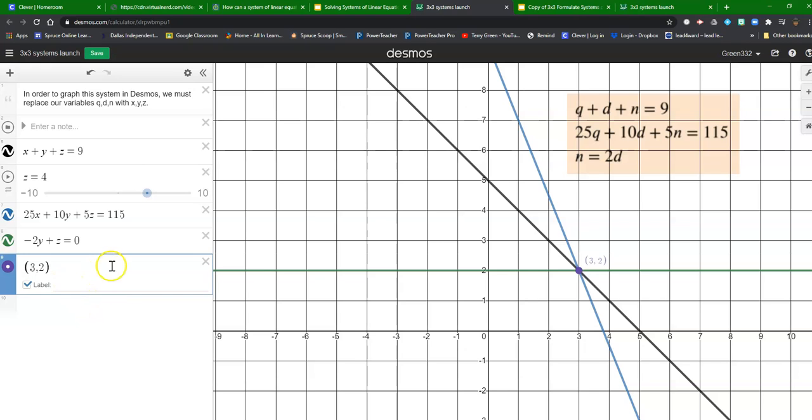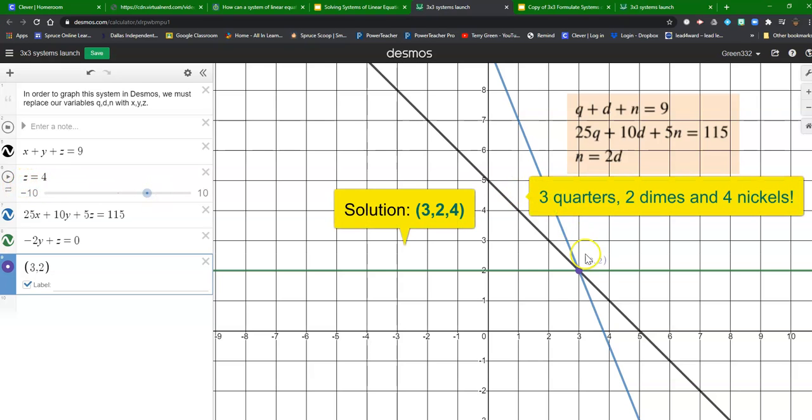Well, that's not exactly it, but that's close. We know that x is 3 and y is 2. The question you might ask yourself is, what is z? Well, you look at the z bar where you slide it, and z is equal to 4. That's the value that makes all of them come together. And that's how we use Desmos to solve a 3x3 system. And that completes the video.